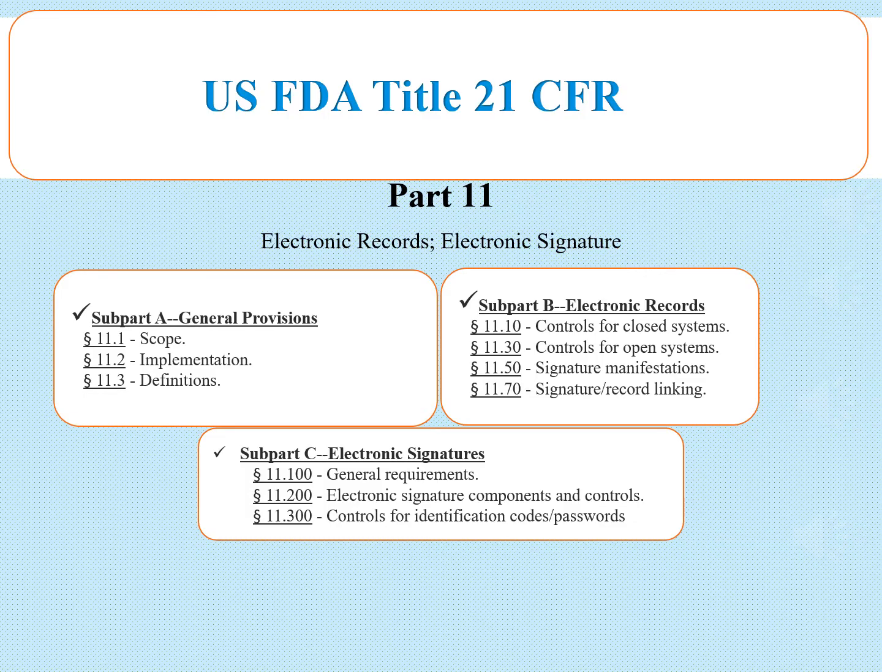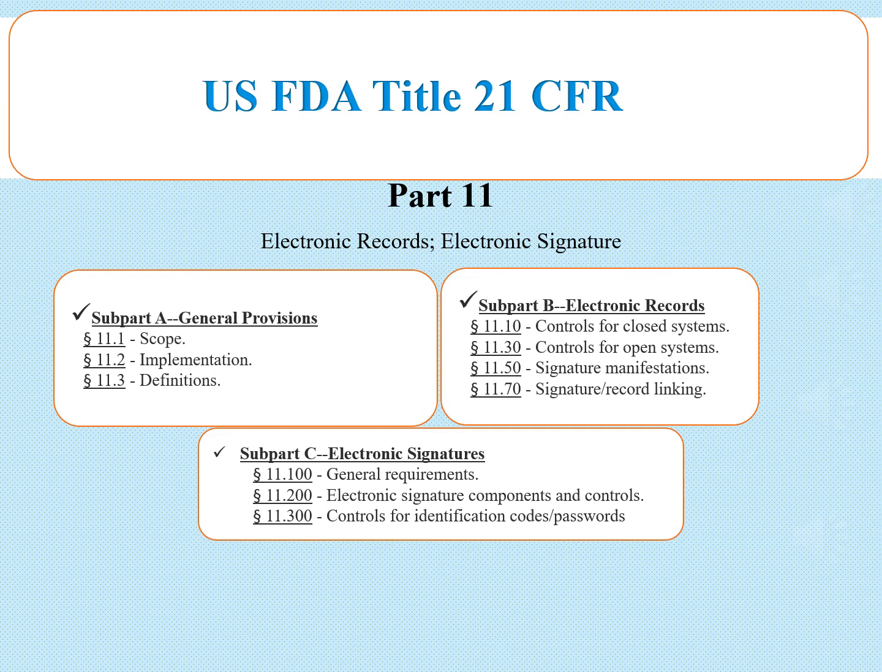Subpart A General Provisions. 11.1 Scope. 11.2 Implementation. 11.3 Definitions. Subpart B Electronic Records. 11.10 Controls for closed systems. 11.30 Controls for open systems. 11.50 Signature manifestations. 11.70 Signature/record linking.